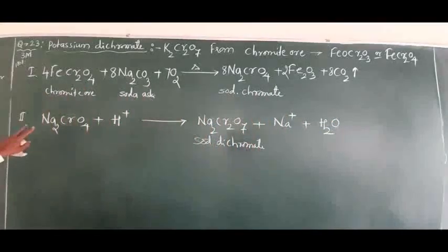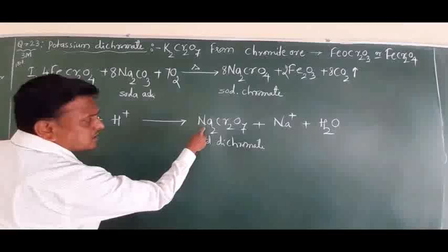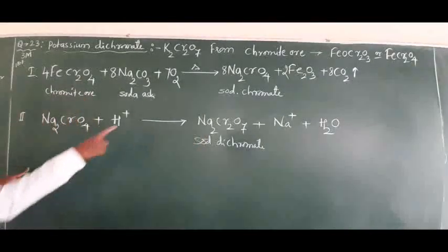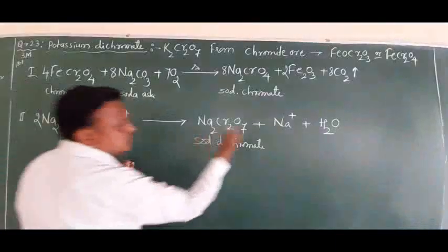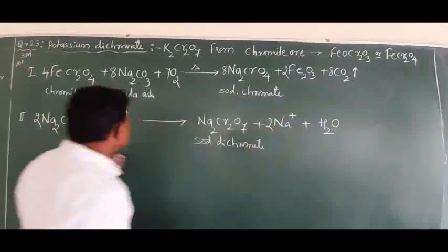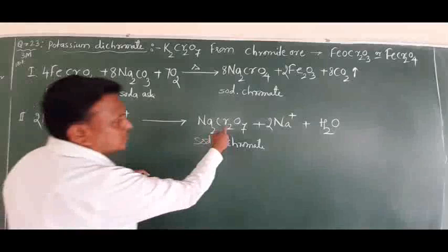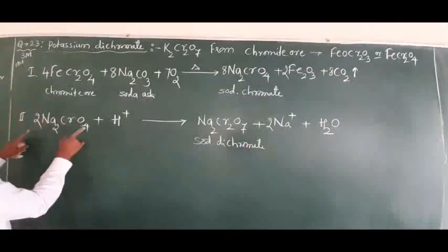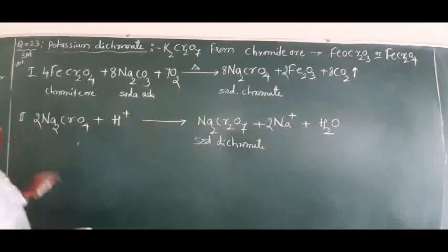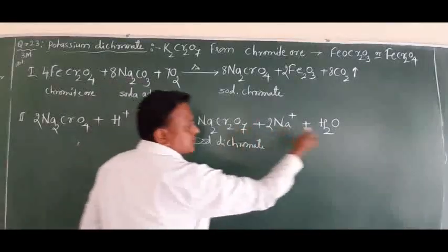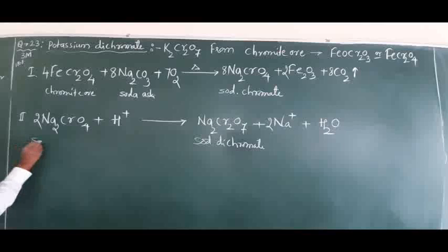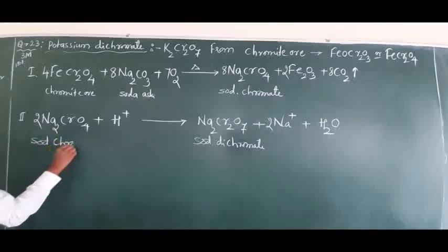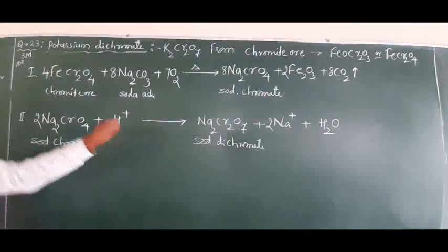Now you have to balance, friends. Sodium is 2 here, and chromium is balanced. Here is a 2, 2 2s are 4, and here is a 2, so sodium is balanced. Chromium is 2, so chromium is balanced. We check oxygen, 4 2s are 8, and this is a 7, 7 plus 1 is 8. Now this reaction is balanced. Sodium chromate is converted into sodium dichromate.